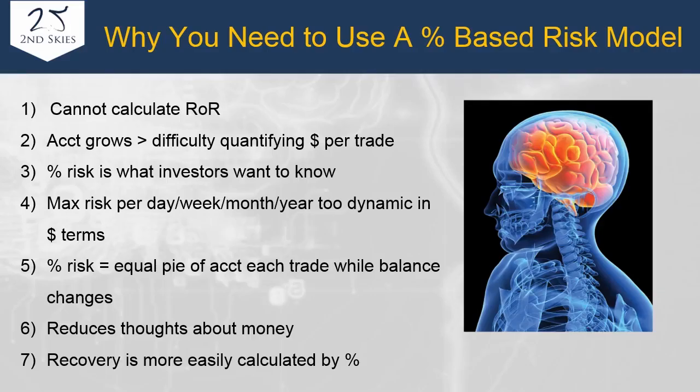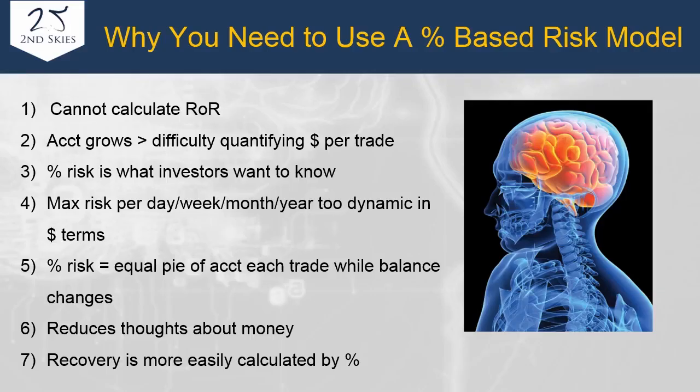So first off, you cannot calculate your risk of ruin directly if you're risking a fixed dollar amount per trade, but you can if you're risking a fixed percent per trade. If you're risking a fixed dollar amount, you have to do the extra calculation per trade to determine what your risk of ruin is. That is a massive amount of unnecessary work that you don't need to do. That's number 1. And we see how important it is to understand your risk of ruin.